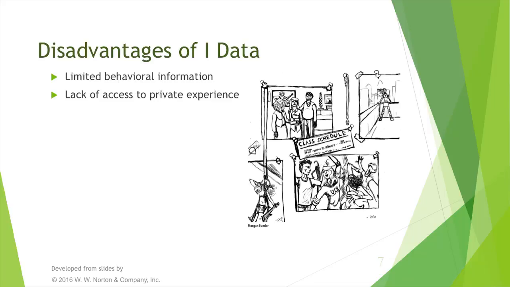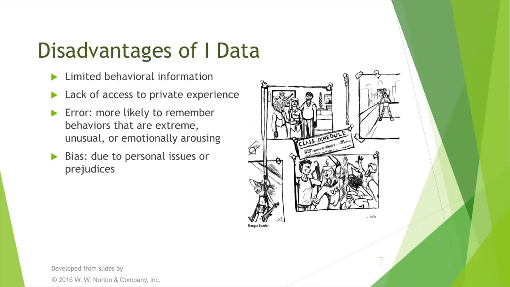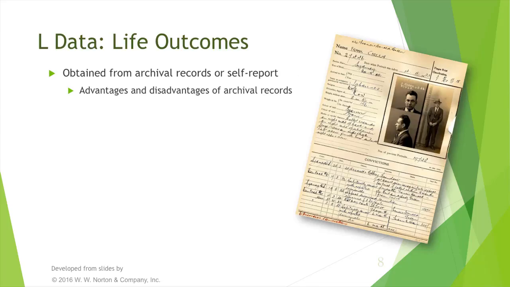The second disadvantage is that people don't share all of their private thoughts and feelings, so there is necessarily a lack of access to private experience with eye data. Eye data judgments can also be prone to error, with informants more likely to remember behaviors that are extreme, unusual, or emotionally arousing. And they can also be biased due to the informant's personal issues, such as secretly having feelings, either positive or negative, toward the person, or holding prejudices such as racism or sexism that colour their judgments.